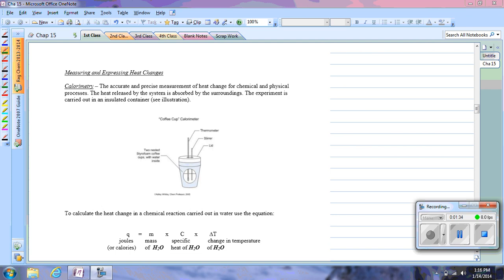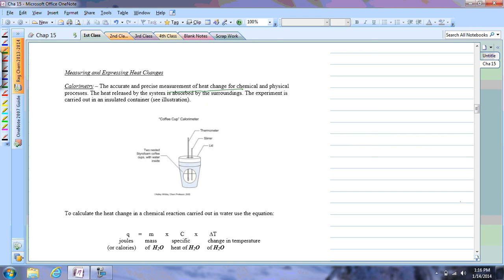To measure the amount of heat an object contains, we use an instrument called a calorimeter, and we use a process called calorimetry. So we measure changes for chemical and physical processes using a calorimeter. It's based on the law of conservation of mass that says that the heat that is released by a system is absorbed by the surroundings, the exact same amount of heat. It's carried out in an insulated container called a calorimeter.